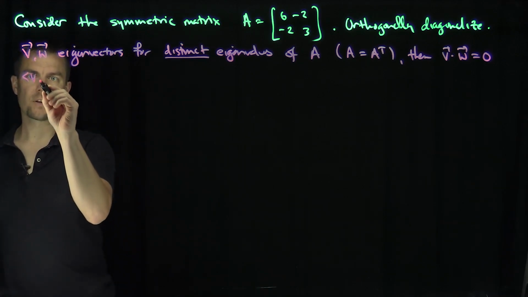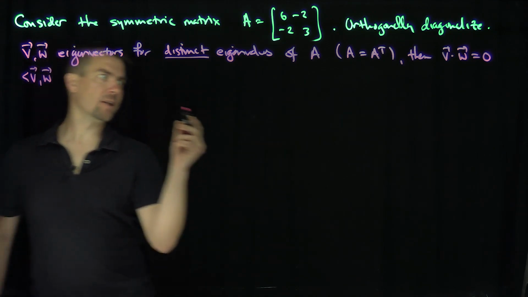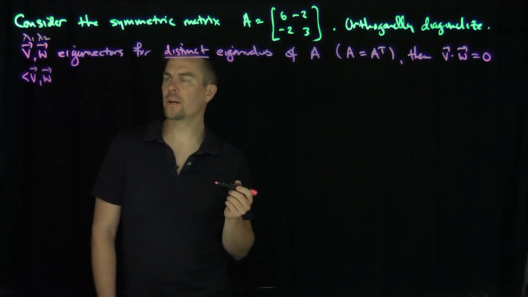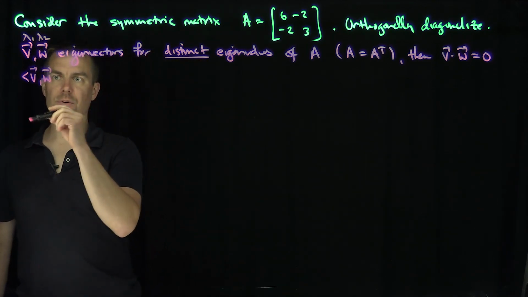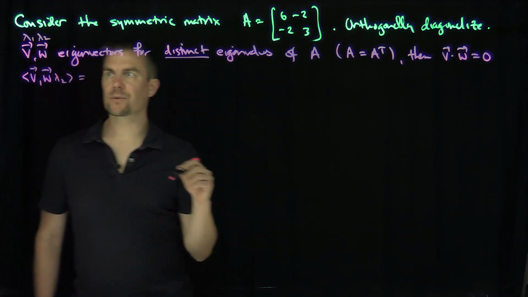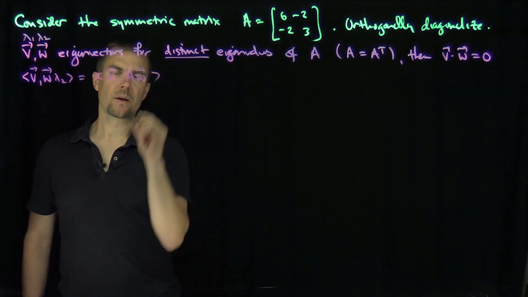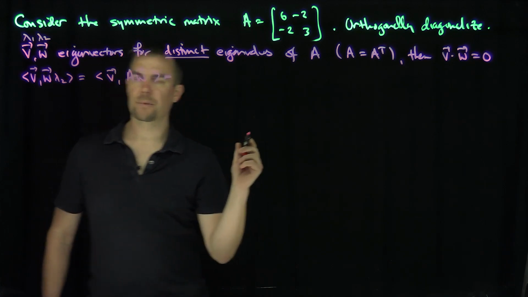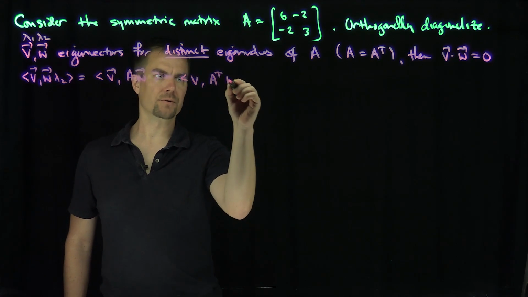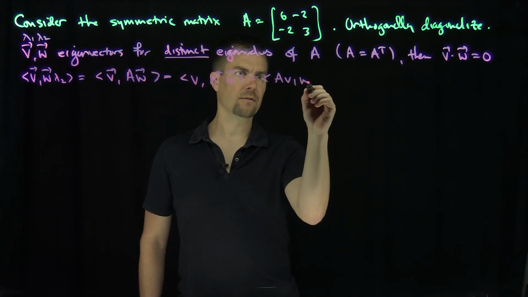So if I look at the inner product of V and W, I'll say V corresponds to lambda 1 and W corresponds to lambda 2. Then lambda 2 times the inner product is the same thing as V comma A applied to W, but A is equal to A transpose. So this is A transpose V, W, because it's symmetric, by properties of the transpose. This is going to be A V, W.